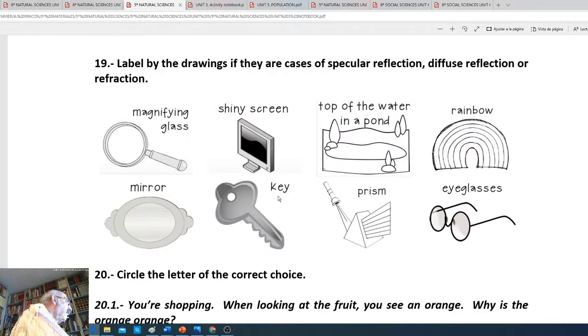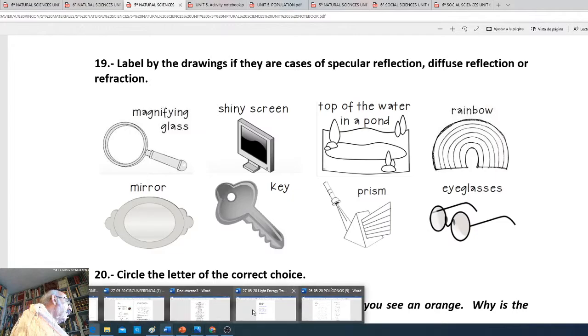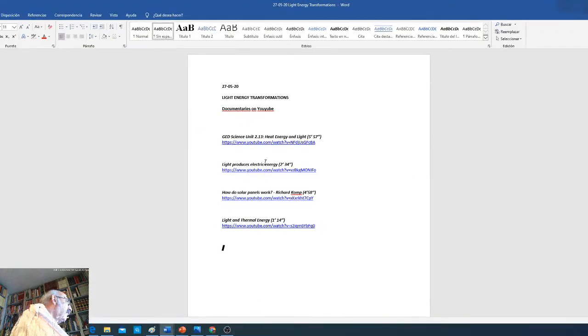Yes, Ines, very good. A key is an example of diffuse reflection. Very good. Now, before continuing, I'd like you to watch a kind of documentary about the basics of light. And pay attention now.